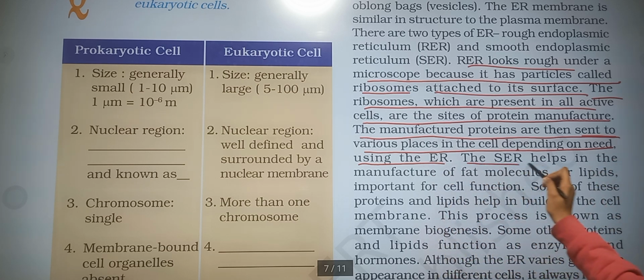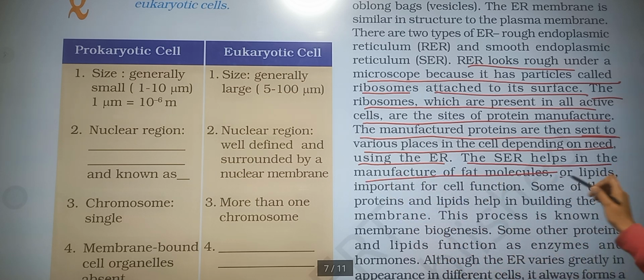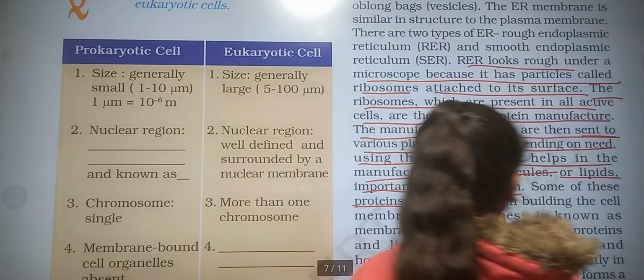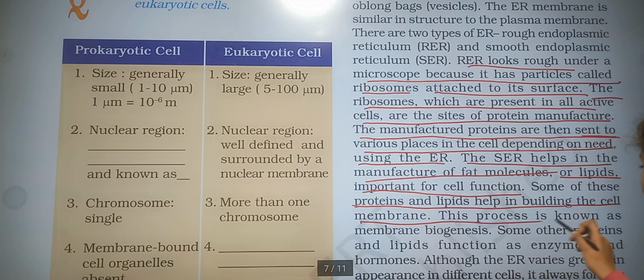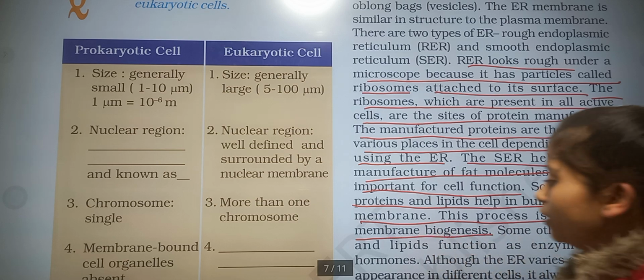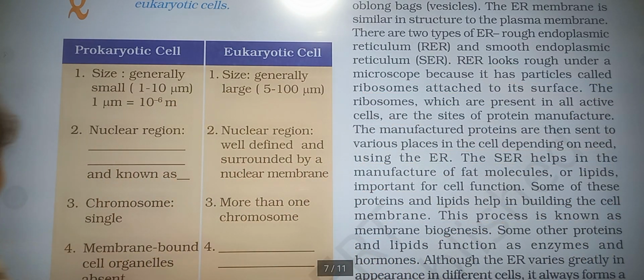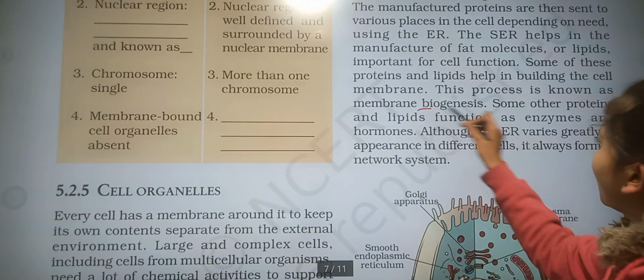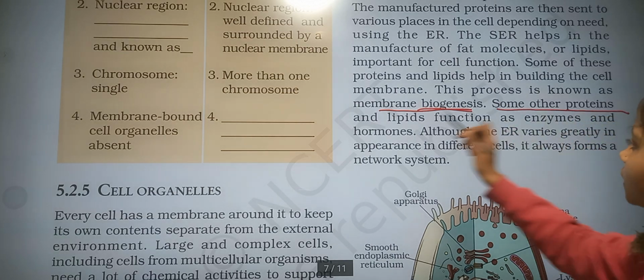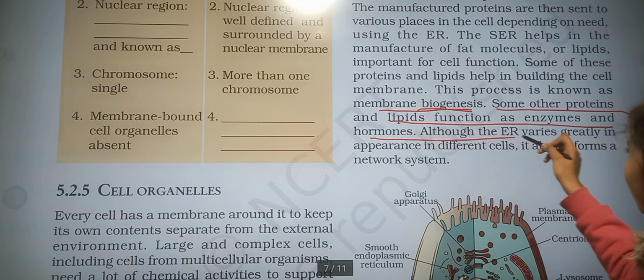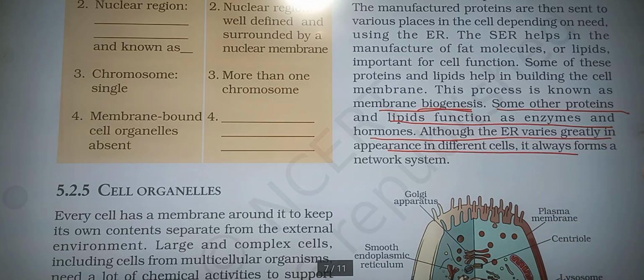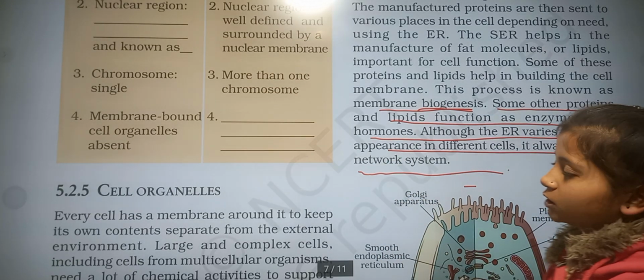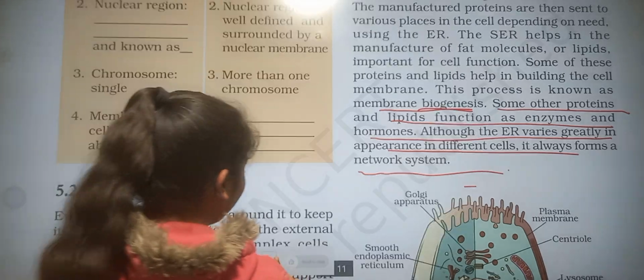The SER helps in the manufacture of fat molecules or lipids, important for cell function. Some of these proteins and lipids help in the building of the cell membrane. This process is known as membrane biogenesis. Some other proteins and lipids function as enzymes and hormones. Although the ER varies greatly in appearance in different cells, it always forms a network system. So this is all about the ER, which is divided into two parts, smooth and rough.